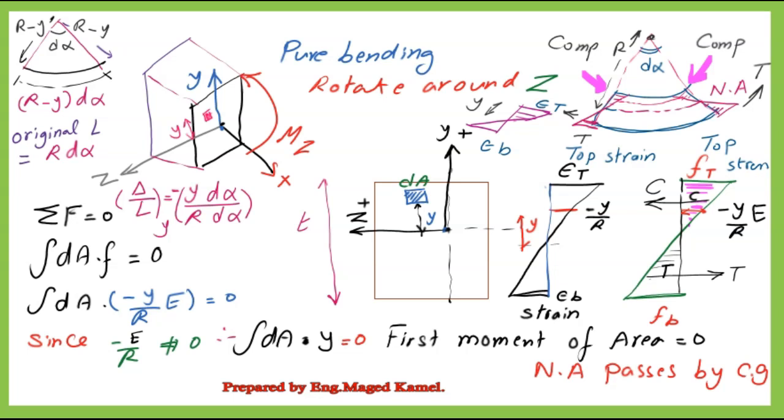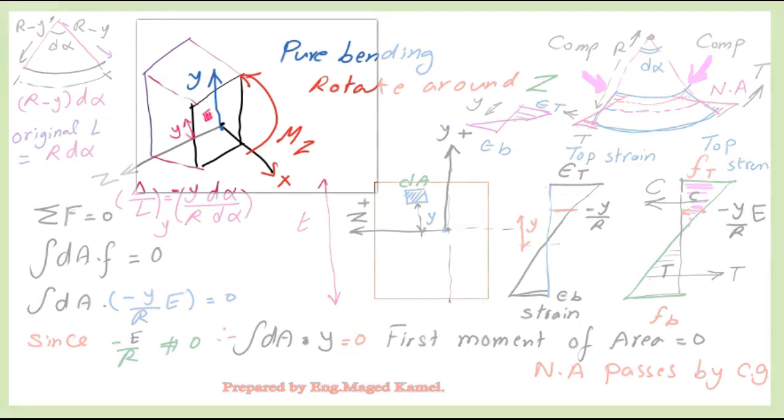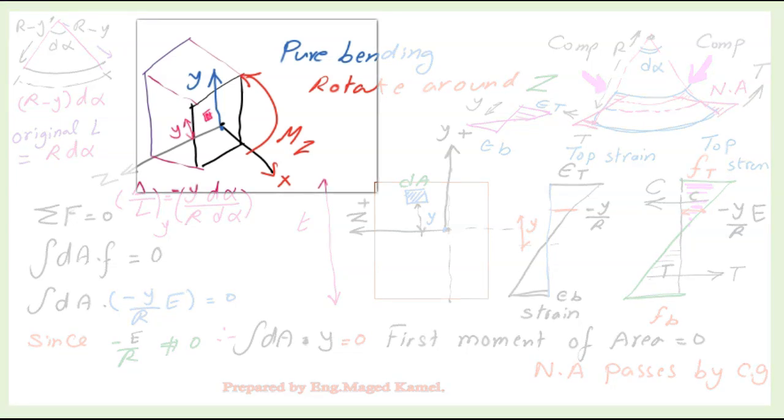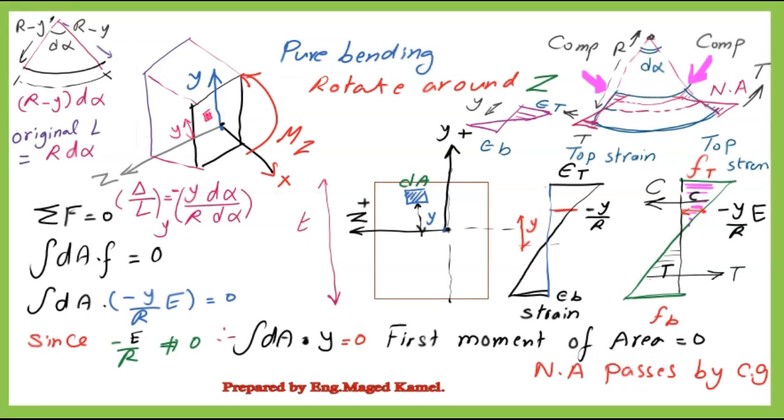This is a beam, but in the isometric form, we have set the x-axis as the longitudinal axis and the y-axis is perpendicular to both x and z. Both x and z axes are pointing to the reader. In case we have pure bending, as we can see in the red arrow, this is rotating about z, so we'll call it m sub z.